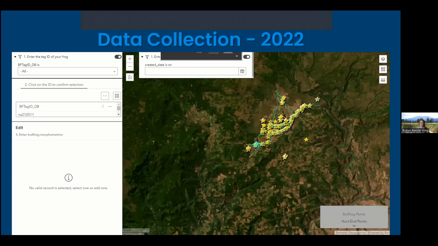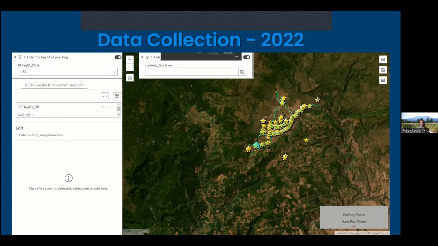So in this upper portion of the screen, I will filter by the date I caught my frog. Let's say I was hunting in September and started my hunt on September 7th. So I want to filter for that date. And this is a really nice feature of Experience Builder. Once I set that filter, the map zooms and only shows bullfrogs caught on September 7th. So then I have two options.